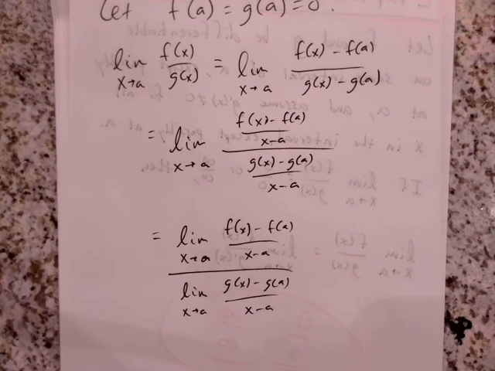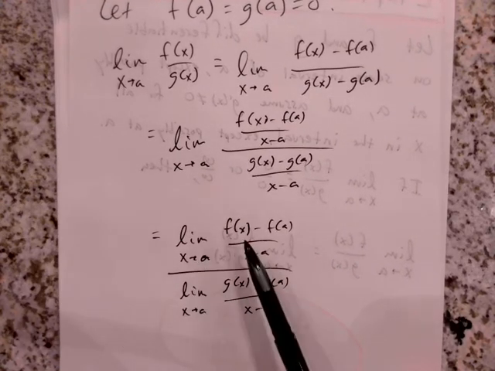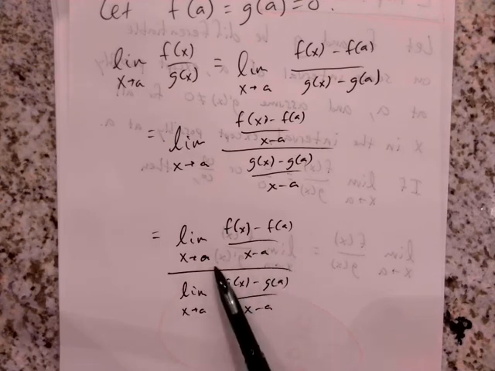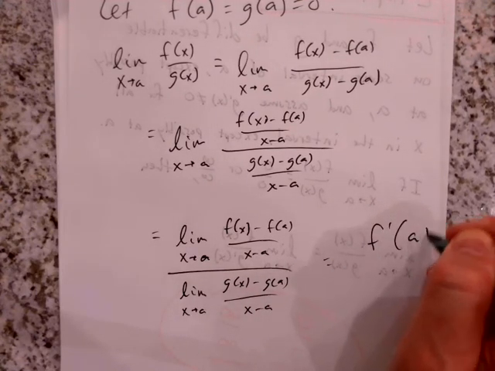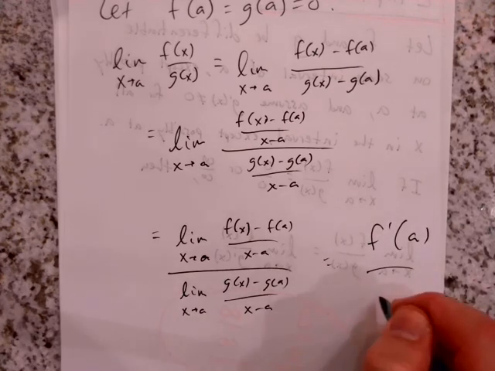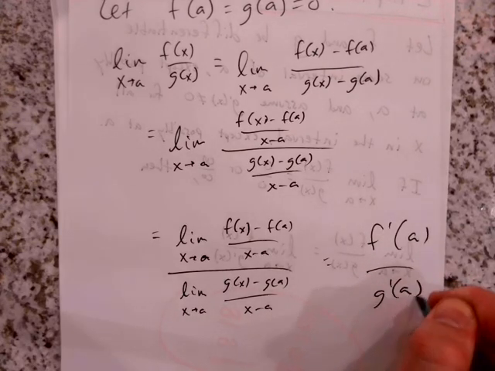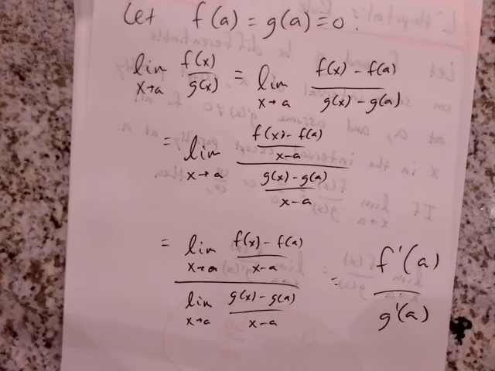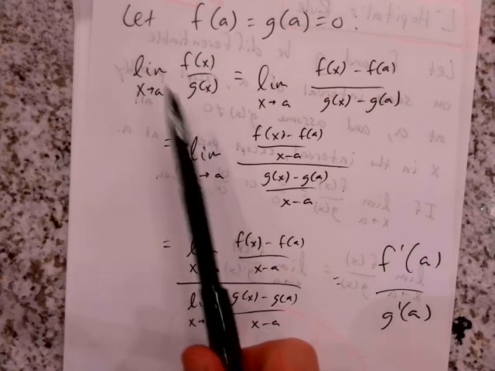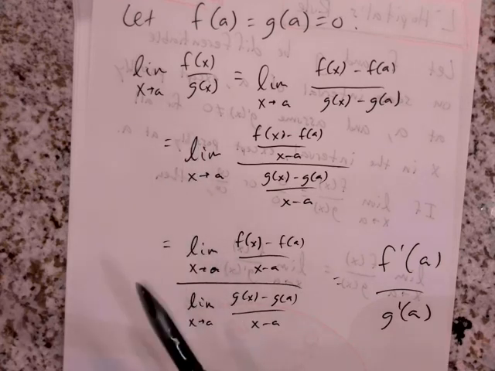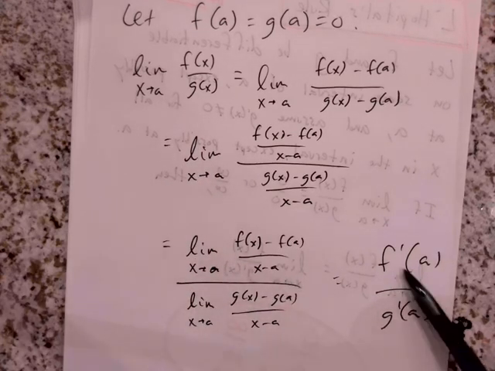And now we have the limit of the slope between 2 points on the curve as those 2 points approach each other. That's f prime at a. That's g prime at a. So we just proved that if the limit of f over g is 0 over 0, that's the same as if you found the derivatives and then plugged a into them.